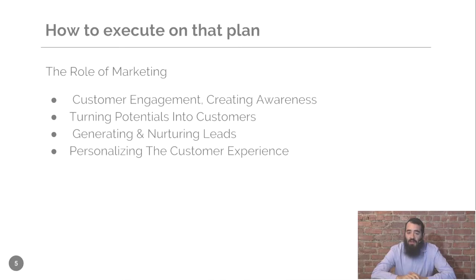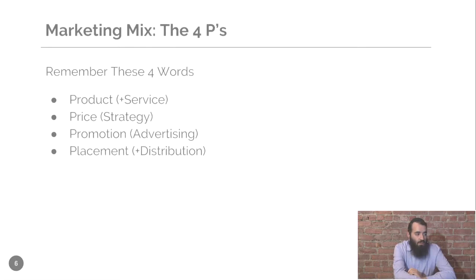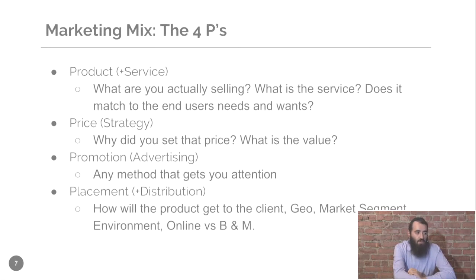So the role of marketing is getting your customers engaged, creating awareness, turning potentials into customers, generating leads, and personalizing the customer experience. We spoke about the 4 P's. So what is product? What is the first P? Product is, what are you actually selling? What is the service? Does it match what the end users need or want?